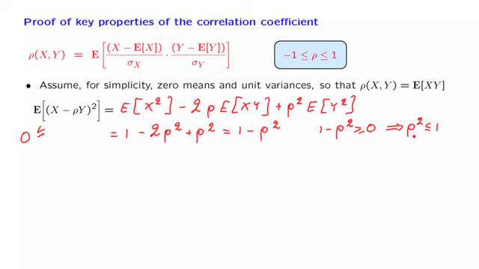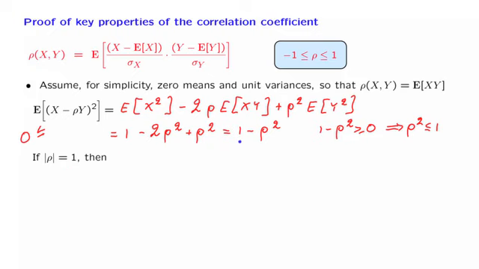And so we have established this important property, at least for the special case of zero means and unit variances, but as I mentioned, it remains valid more generally. Now let us look at an extreme case when the absolute value of rho is equal to 1. What happens in this case?